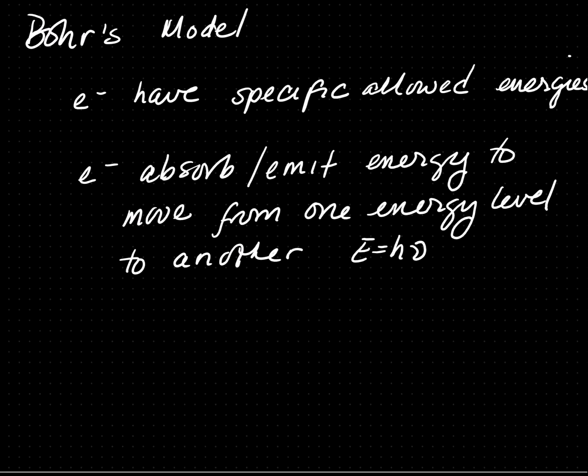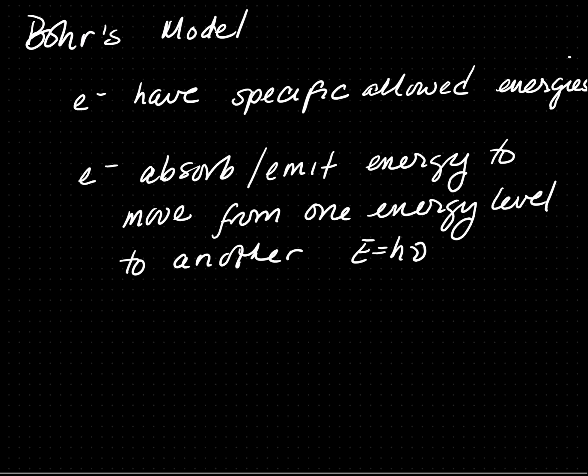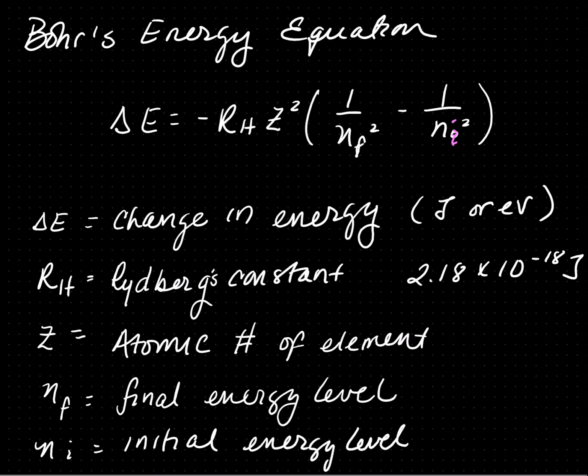And he related this by energy is equal to Planck's constant times frequency, or nu. He derived his own energy equation. Bohr's energy equation is delta E, which is equal to negative R subscript H Z squared, parentheses 1 over N final squared minus 1 over N naught or N initial squared.